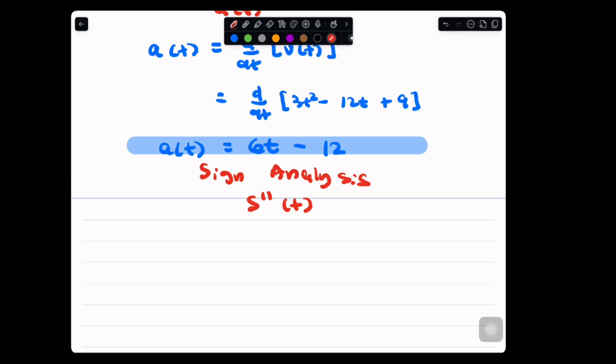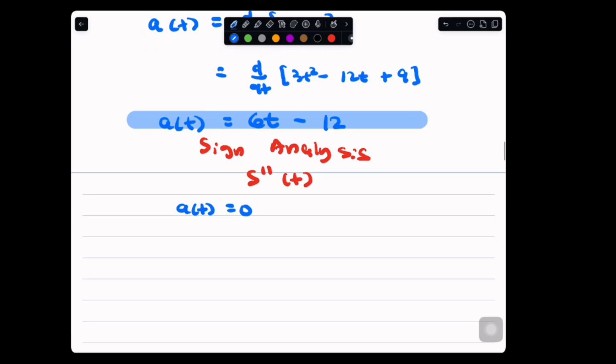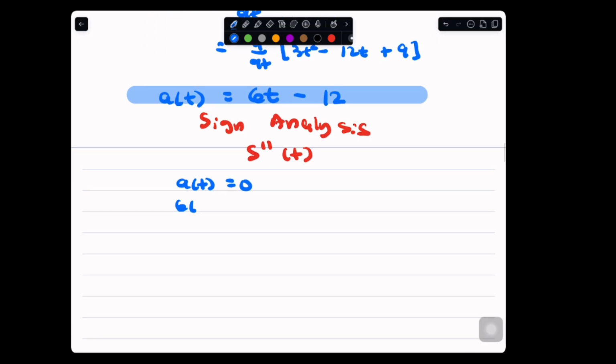So, okay, let's start with the sign analysis process. You set the function, which is acceleration, equal to 0, and you solve for the time value. So this gives you 6t is 12, or t is what? That means 2 seconds. So 2 seconds, ladies and gentlemen.